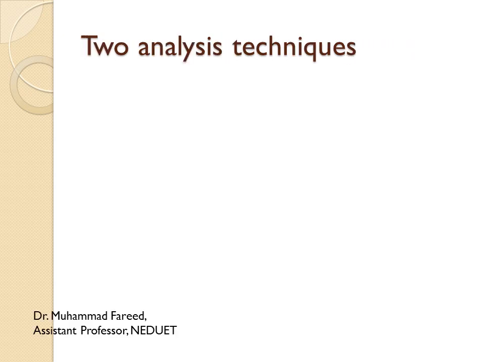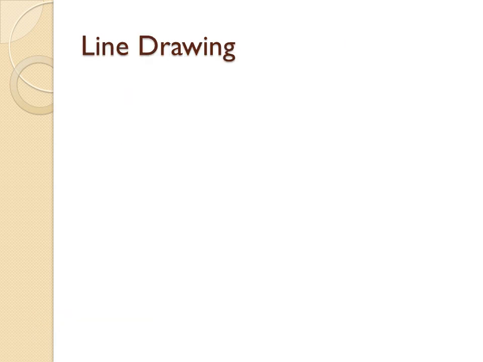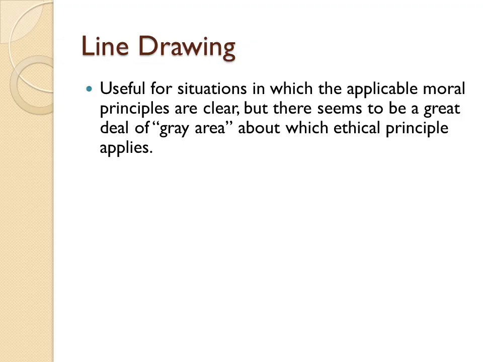Now we move towards two analysis techniques. First is line drawing, second is flow charting. Let us begin with the first one, line drawing. Line drawing is useful for situations in which the applicable moral principles are clear, but there seems to be a great deal of gray area about which ethical principle applies. So, if this is the situation, line drawing is a better option.